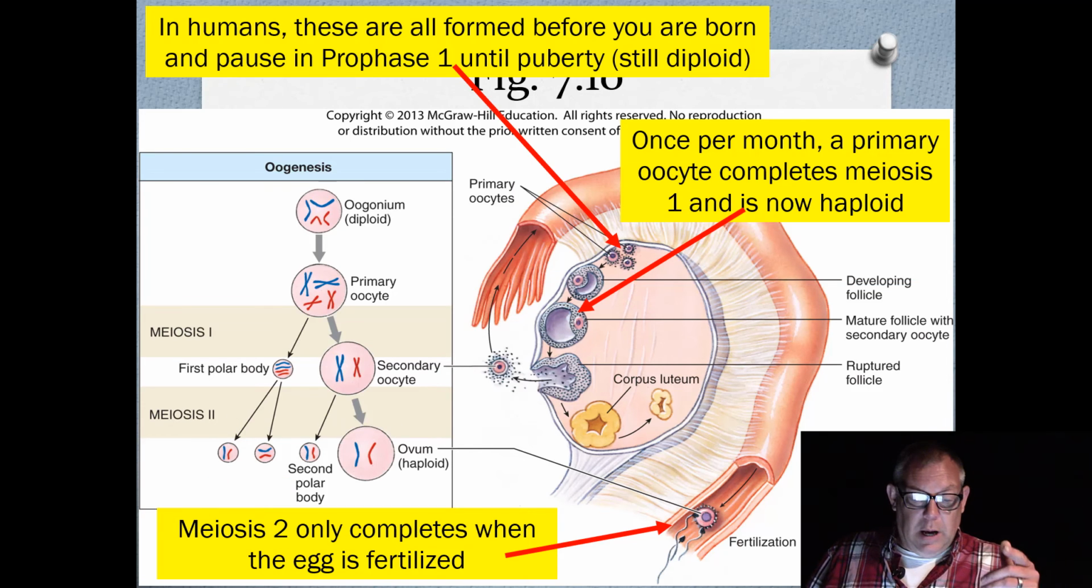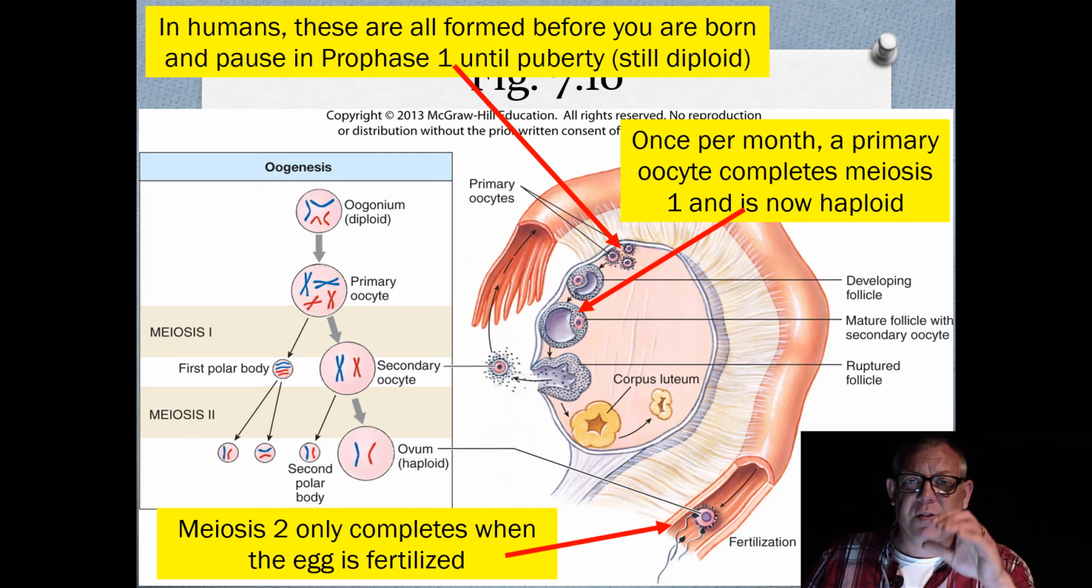Now in humans, those eggs are all formed before you're born. So you're born with all the eggs already produced, but they're all paused in prophase 1. And they stay that way until puberty. And then once you hit puberty, once a month, one of them will come out of prophase 1, complete meiosis 1, complete the first stage of meiosis, and so then you have that haploid egg. But it's still got double the DNA, right?